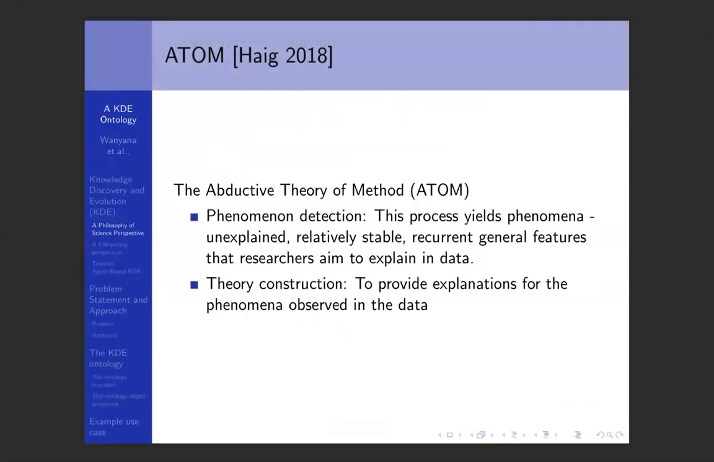ATOM consists of two overarching processes, which are phenomenon detection and theory construction. The phenomenon detection process yields phenomena which are unexplainable, relatively stable, recurrent general features that researchers aim to explain. On the other hand, theory construction provides explanations for the observed phenomena.